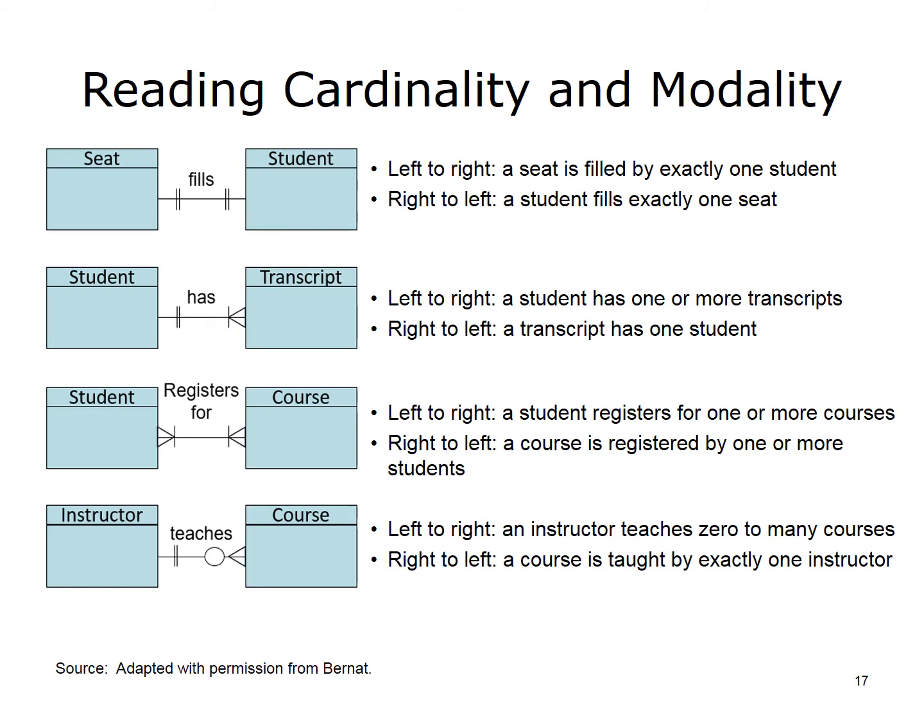The instructor teaches course example shows left to right, an instructor teaches 0 to many courses. Right to left, a course is taught by exactly one instructor. Reading Cardinality and Modality: seat to student, student to transcript, student to course, instructor to course. Source, adapted with permission from Burnett.